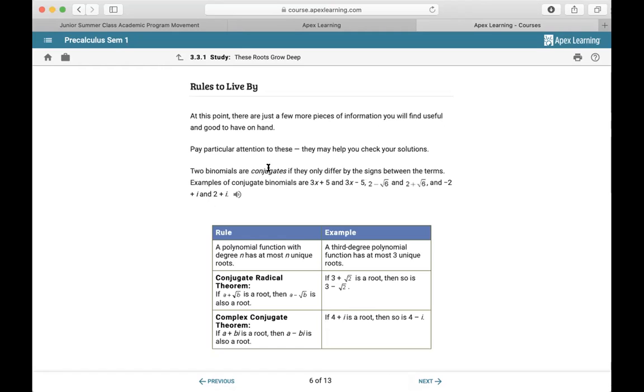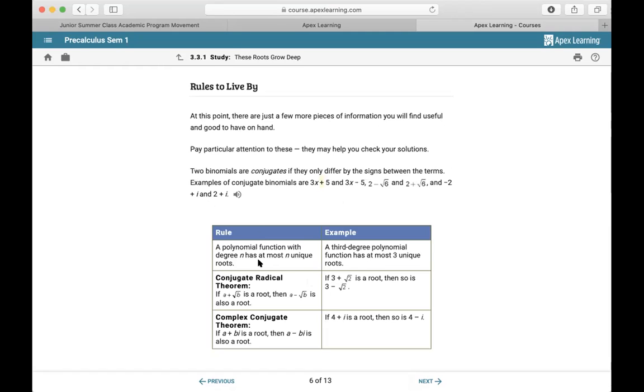All right. So what makes a conjugate, to remember, is if it differs by only the positive or negative sign. So 3x plus 5 and 3x minus 5. They're complex conjugates because the only difference is that positive sign in the middle. 2 minus square root of 6, 2 plus square root of 6 are all conjugates. All right.